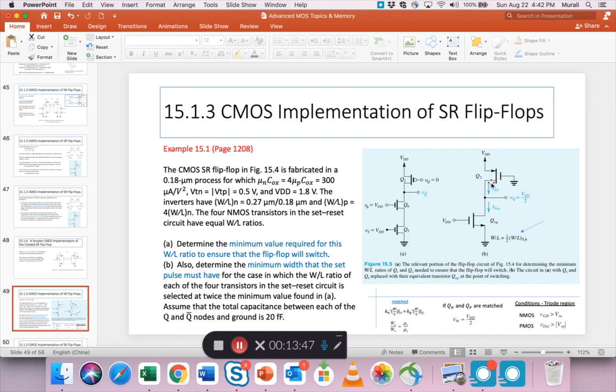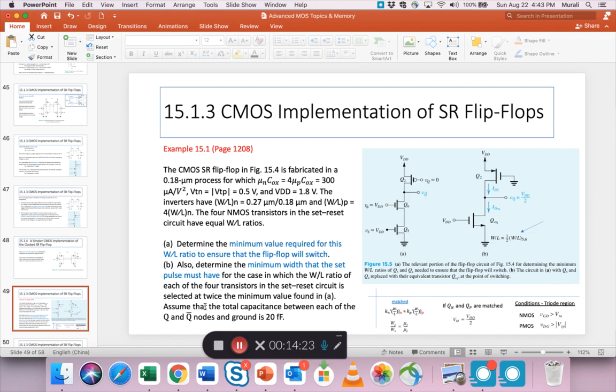You can see that. And once you find that for one transistor, you can find that for all transistors, because the four have the same W by L. The other point, part B, is also interesting. Now we are asked to find the minimum width that the set pulse must have. So think of the set input as a pulse, right? It goes up and stays up like that. So what is the width of that pulse?